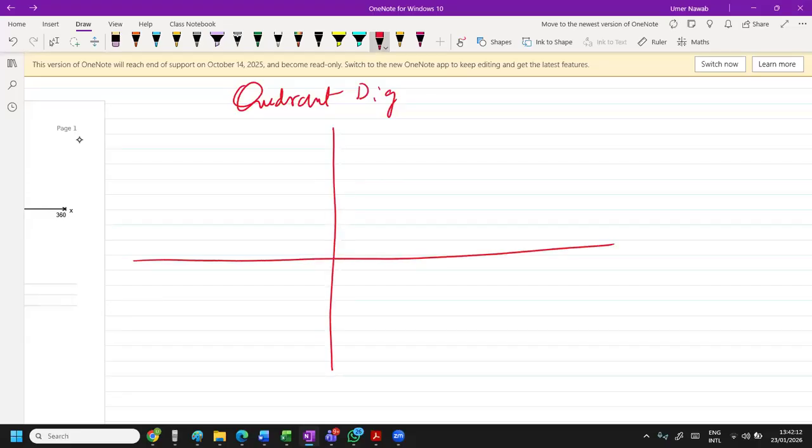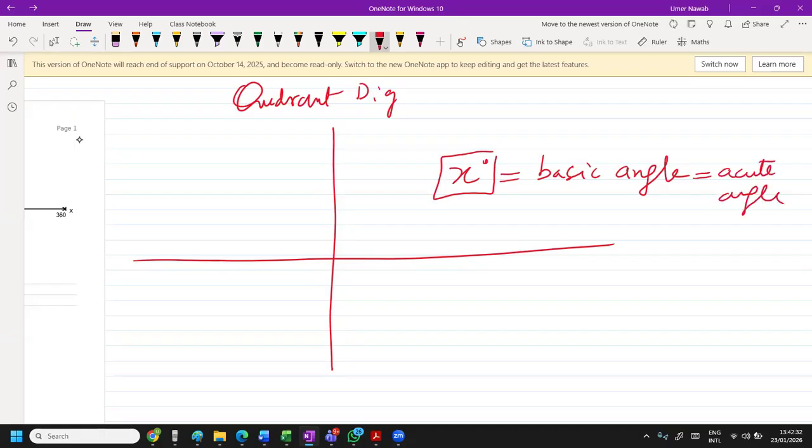Our calculator is capable of giving you an angle only in the first quadrant. And that's why we call it a basic angle. Basic angle, or in some books it is written as reference angle. So a reference angle is always an acute angle. Your calculator is capable of giving you an acute angle.